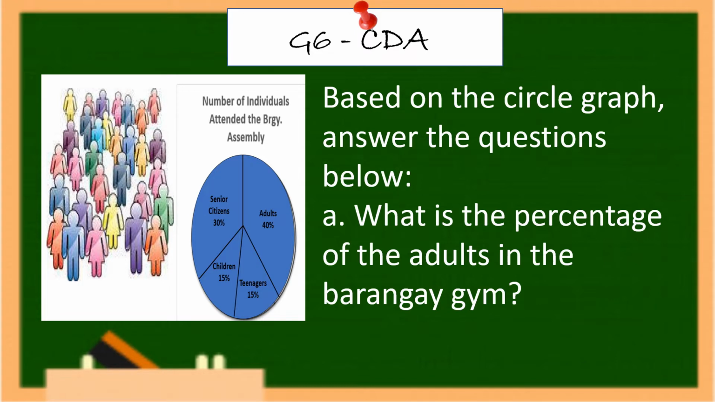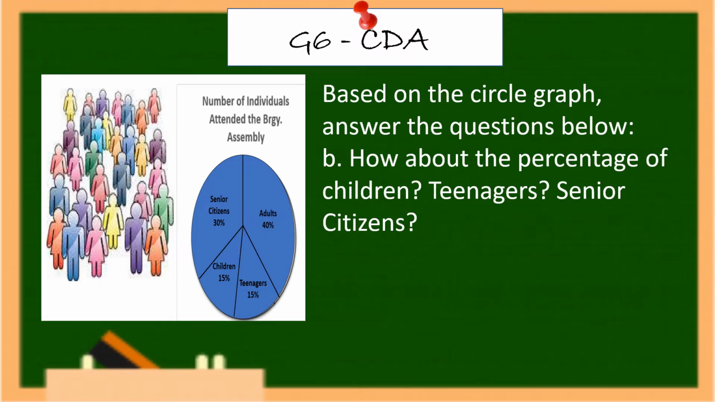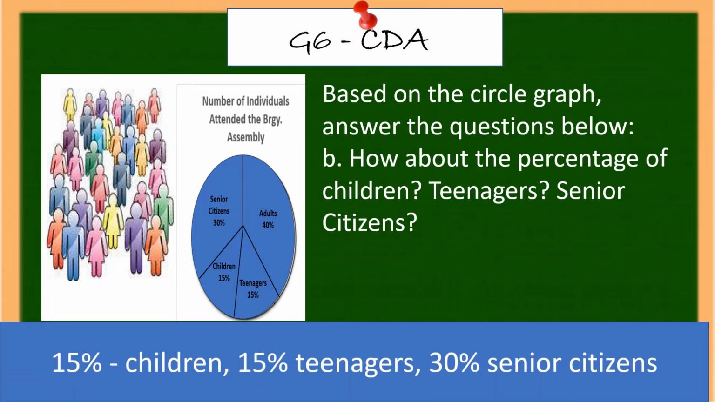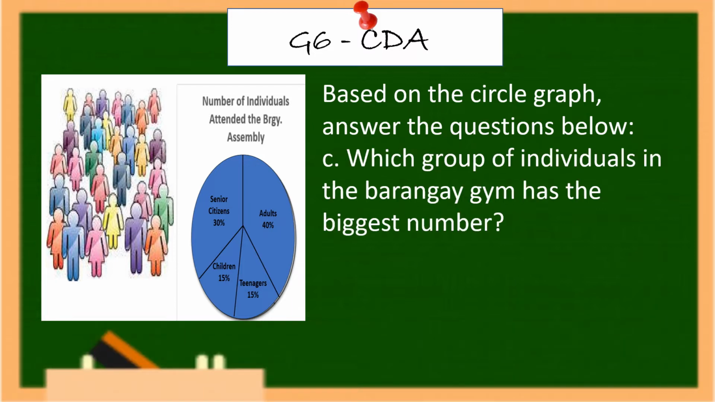A. What is the percentage of the adults in the barangay gym? B. How about the percentage of children, teenagers, senior citizens? Your answer? 15% children, 15% teenagers, 30% senior citizens. Correct. C. Which group of individuals in the barangay gym has the biggest number? Your answer?